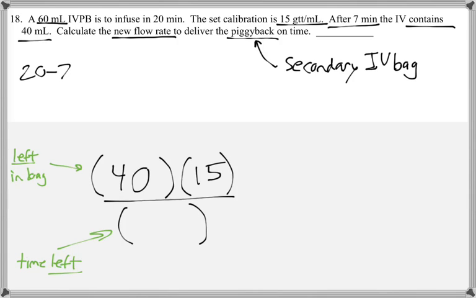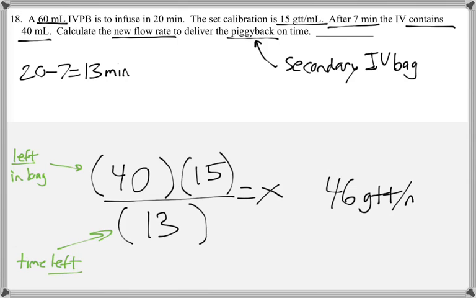So 20 minus 7 is 13 minutes. And if I calculate this, then I get 46 GTT per minute.